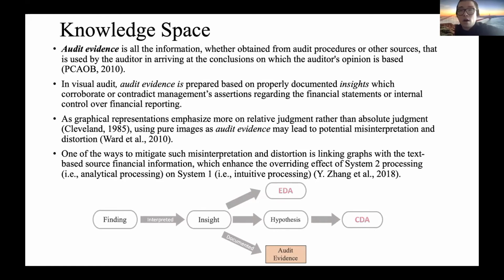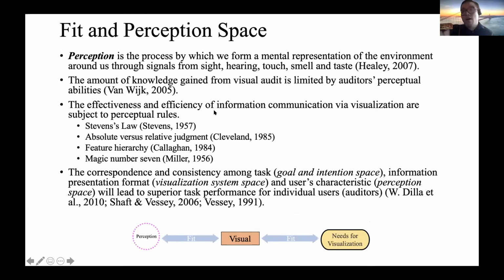So we argue that using pure graphs or images as audit evidence may lead to potential misinterpretation and distortion. So in order to obtain reliable audit evidence in visual audit, we have to link those with other text-based source financial information by adding, for example, guides to the graph, by attaching a table or verbal explanation to the graph. Because previous literature suggested that using a dashboard or hyperlinks to link verbal documents with graphs will help mitigate misinterpretation and distorted graphs. That's how we define the audit evidence in visual audit.